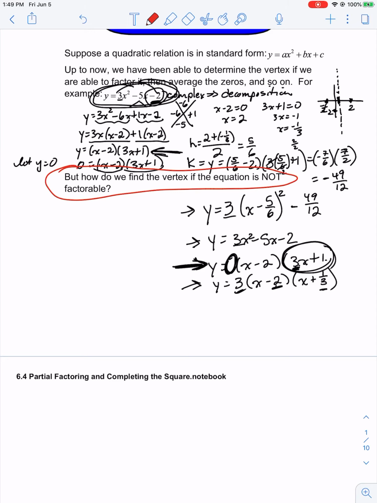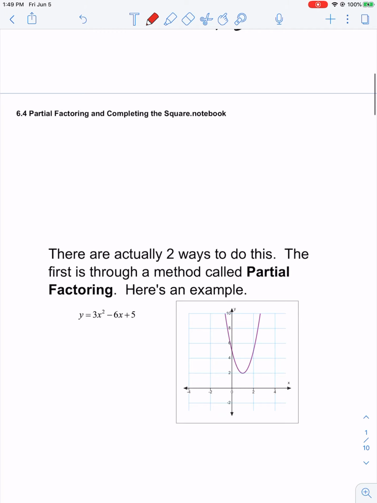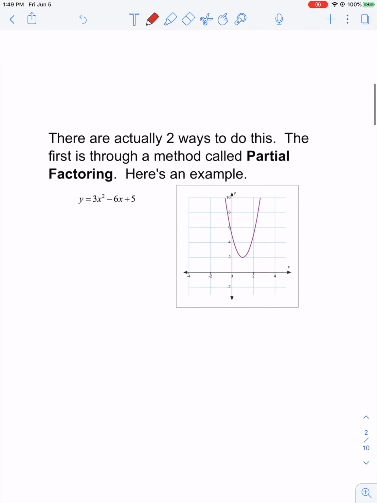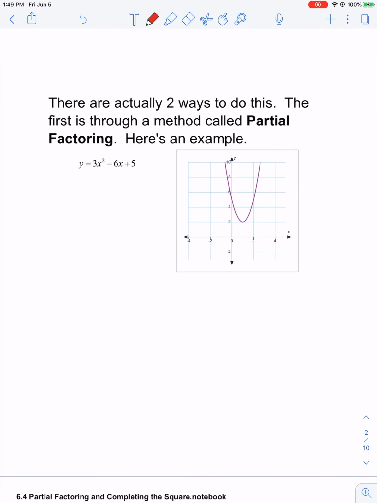So let's take a look. There are actually two ways to do this. The first one is through a method called partial factoring. So here's an example of partial factoring. We have this equation, y equals 3x squared minus 6x plus 5. By the way, partial factoring works for every parabola because partial factoring will tell you where that vertex is occurring, and every parabola has a vertex.